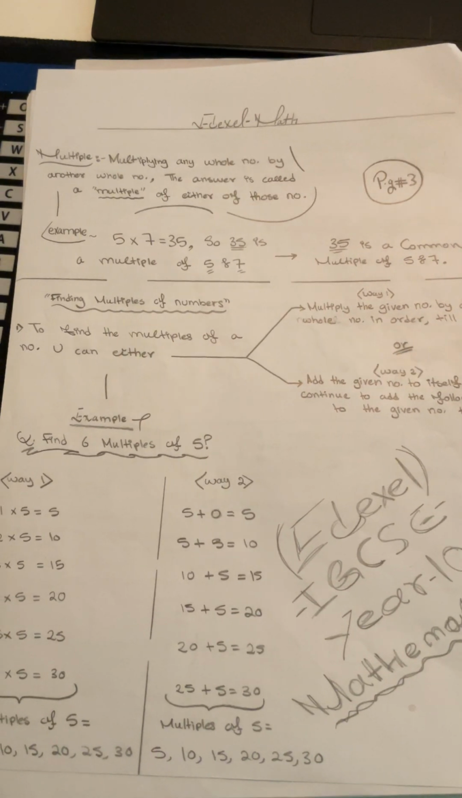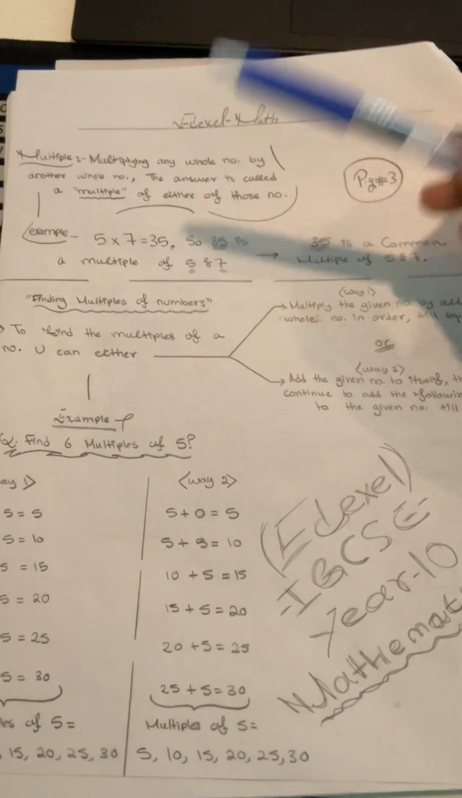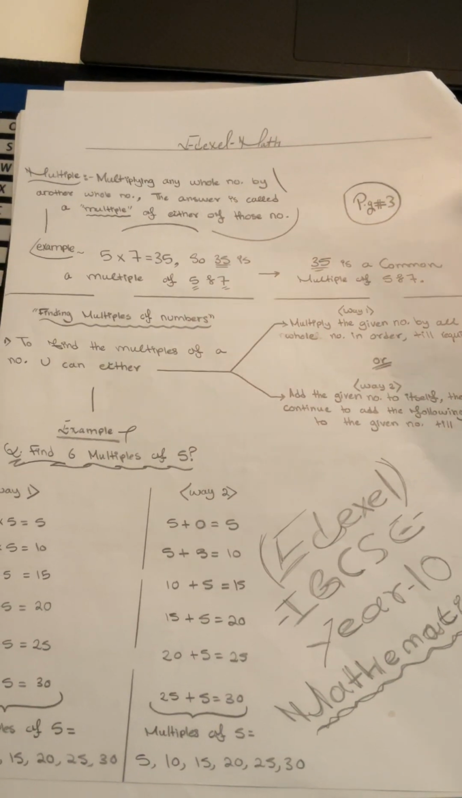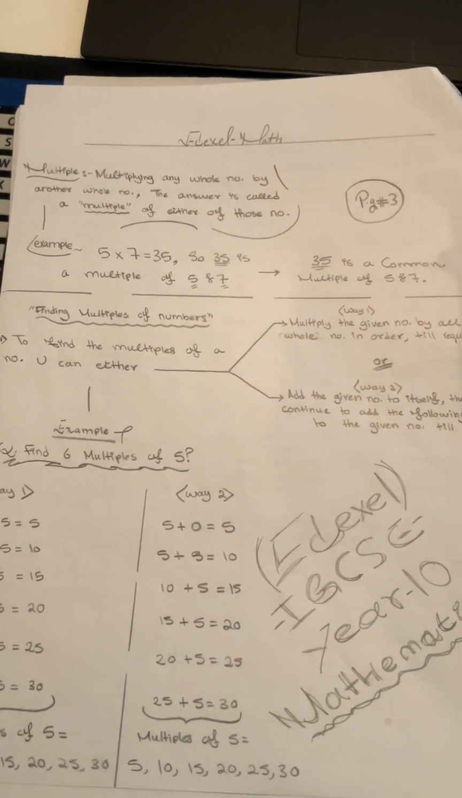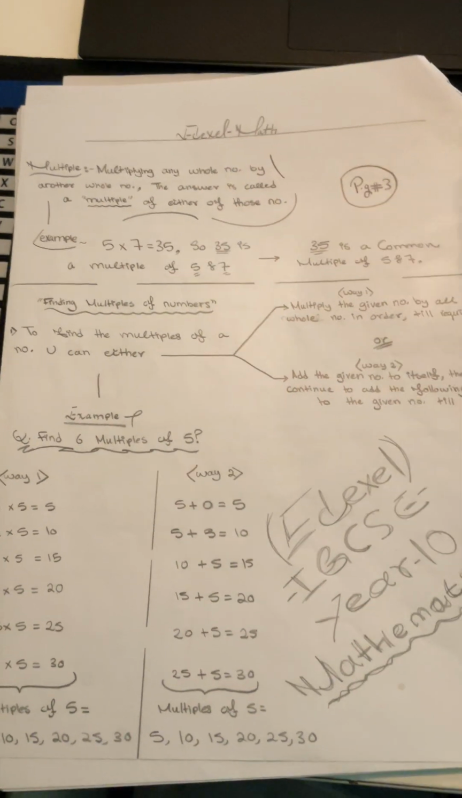For example, 2 times 5 is 10. 10 is a multiple of 2 and 5. 3 times 3 is 9. 9 is a multiple of 3. So basically that's it.